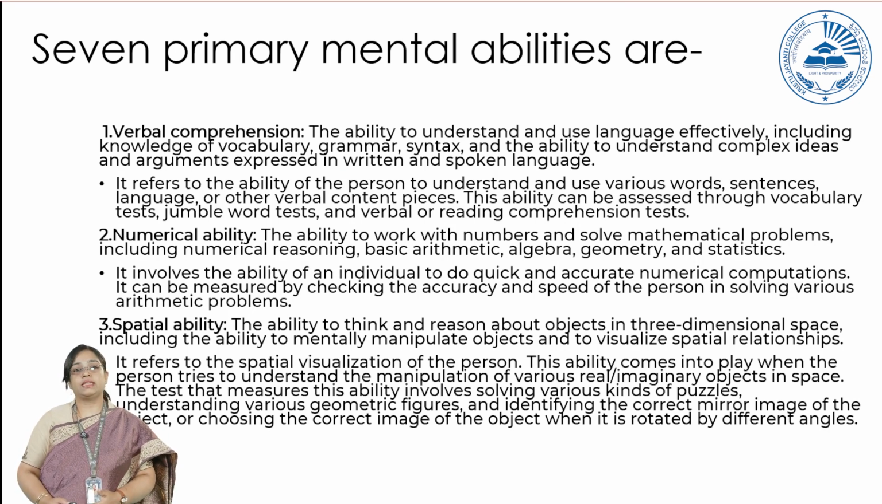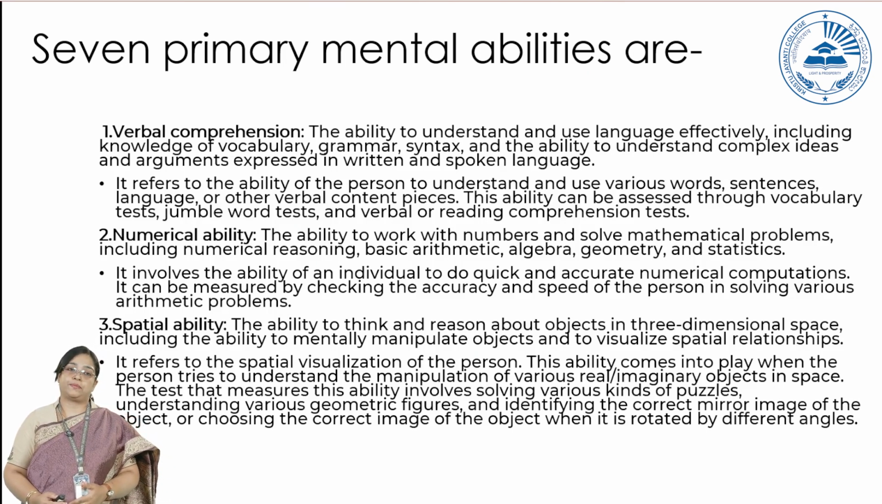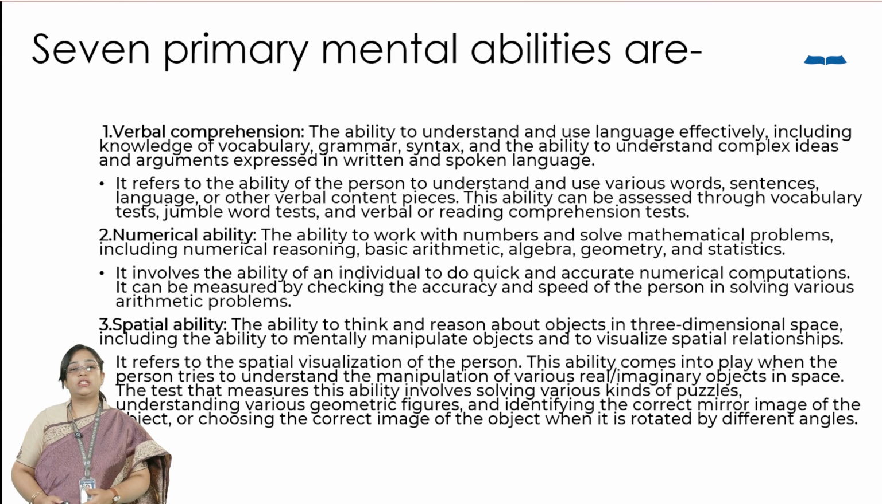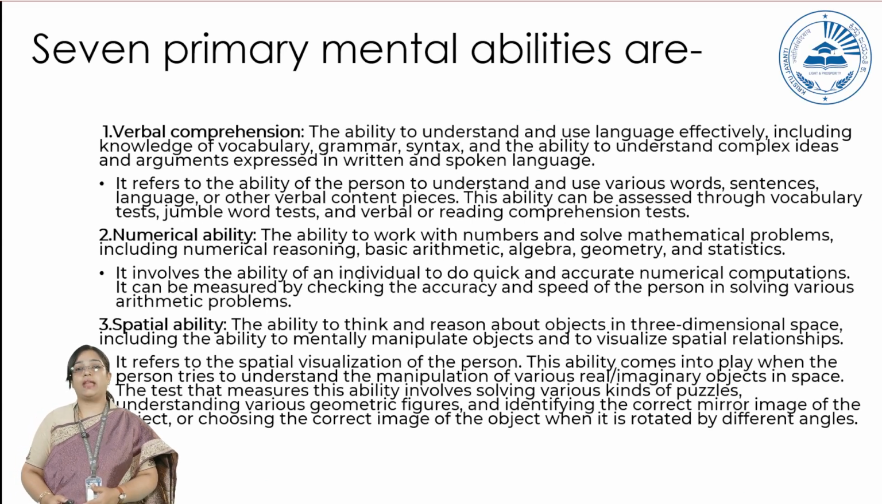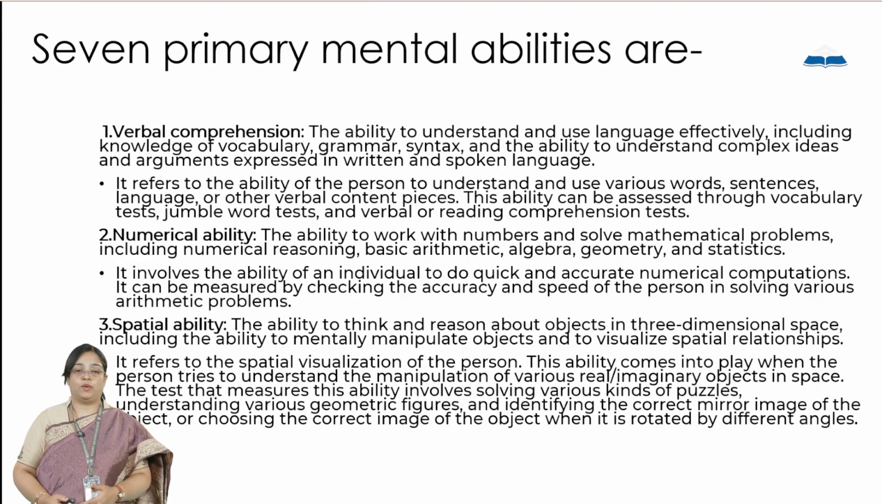The second one is the numerical ability. The ability to work with numbers and solve mathematical problems, which includes numerical reasoning, basic arithmetic, algebra, geometry, and statistics. It involves the ability of an individual to do quick and accurate numerical computations. It can be measured by checking the accuracy and speed of a person in solving various arithmetic problems.